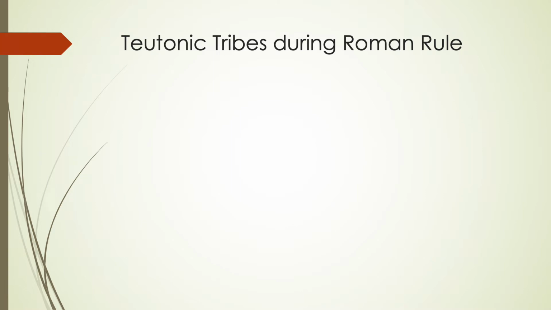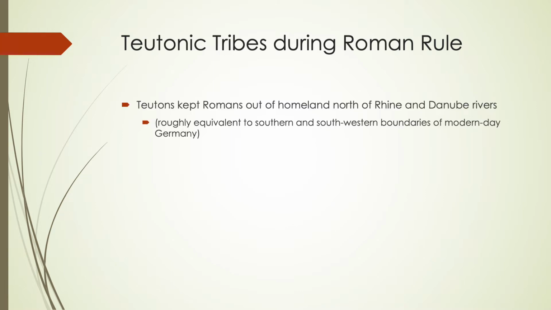During Roman rule, Teutons kept Romans out of their homeland, which would have been north of the Rhine and Danube rivers. So this is about where you would see the southern and southwestern borders of modern-day Germany. So the Teutonic tribes still maintained areas around Germany, while the Romans made it through most of the rest of the European continent, south and west of there.